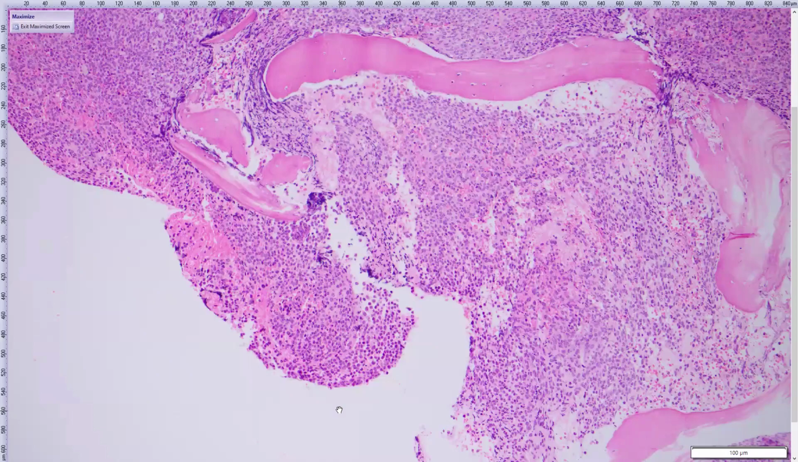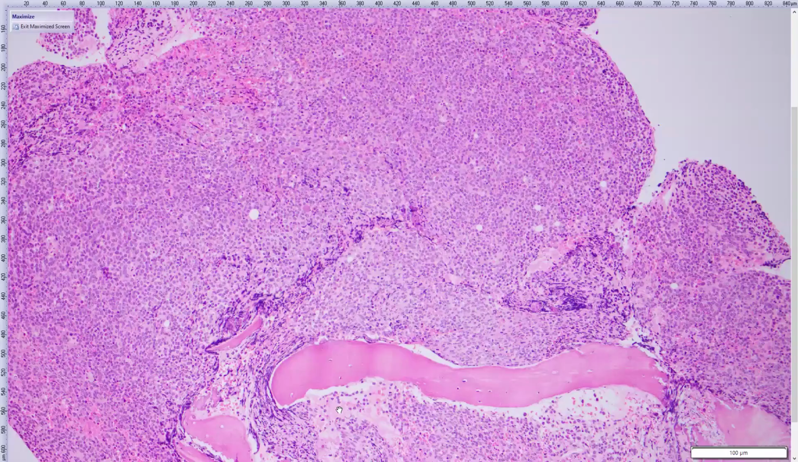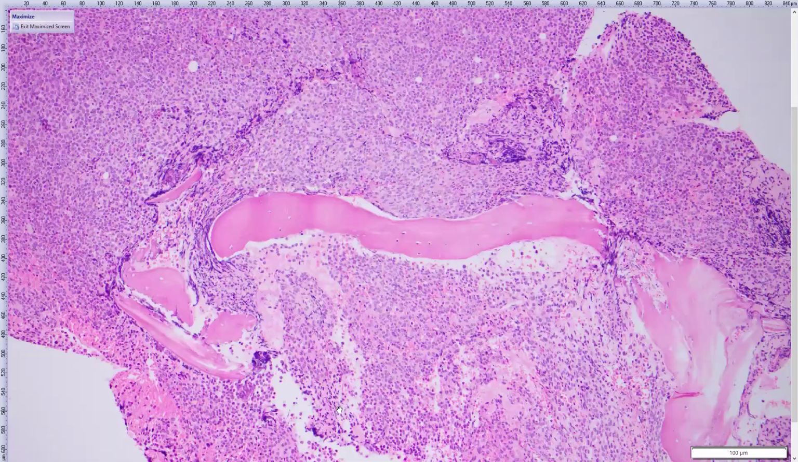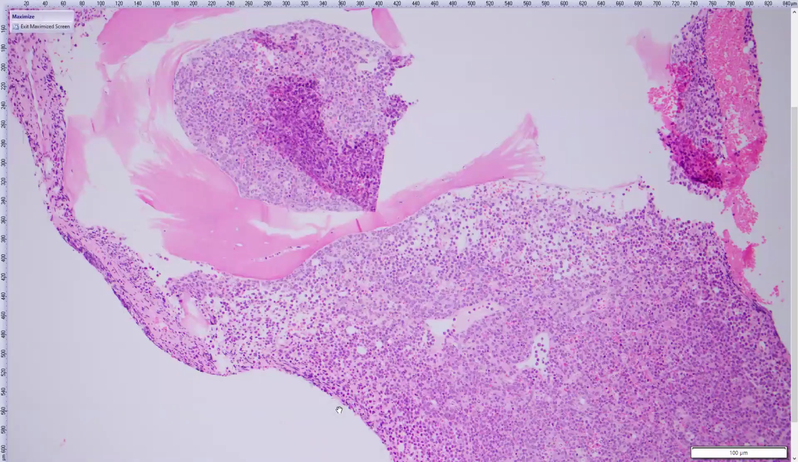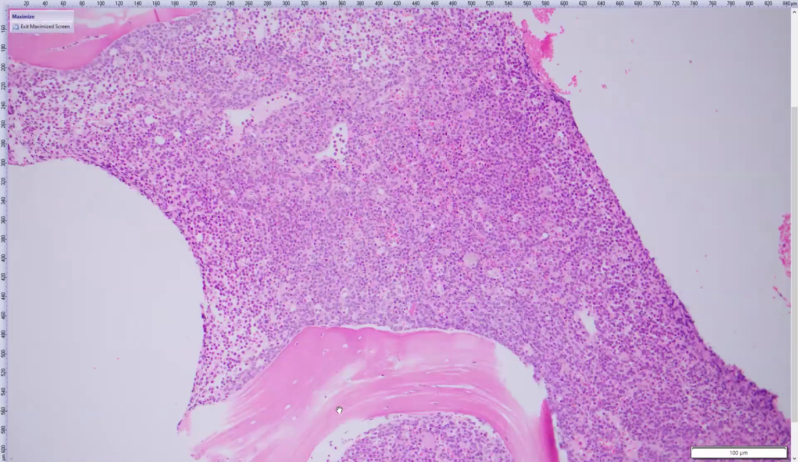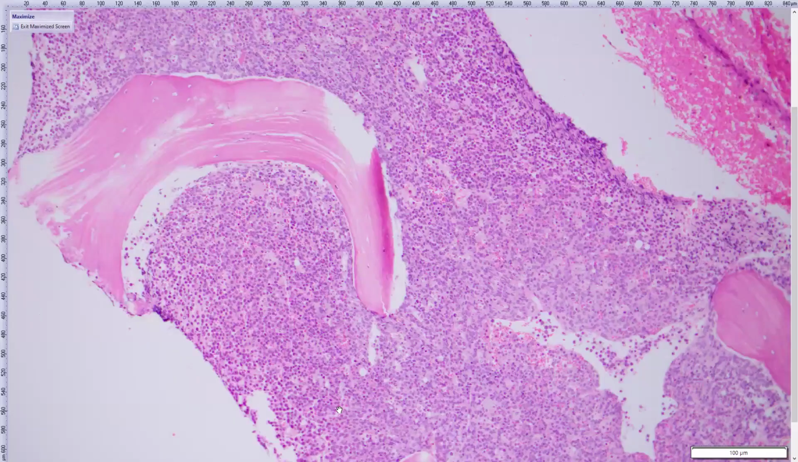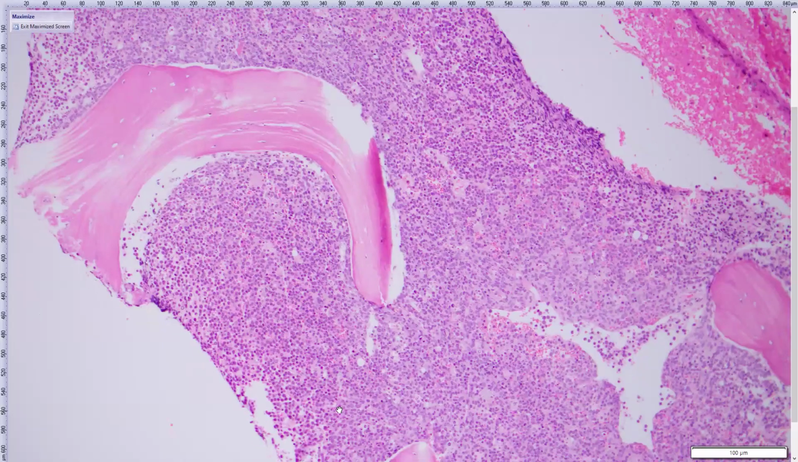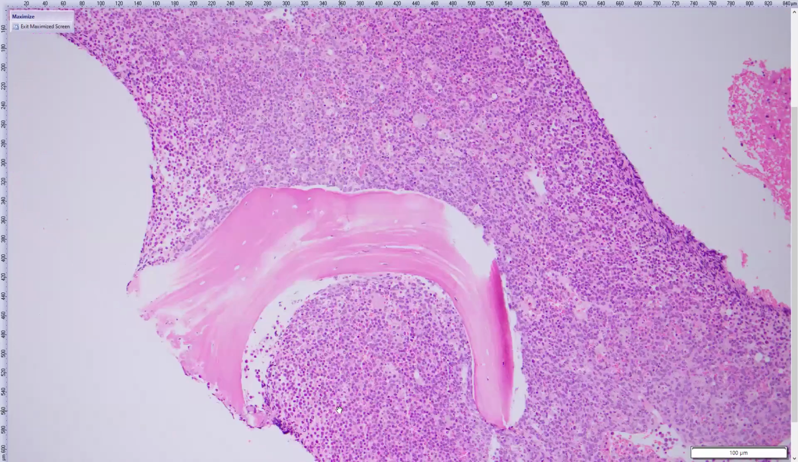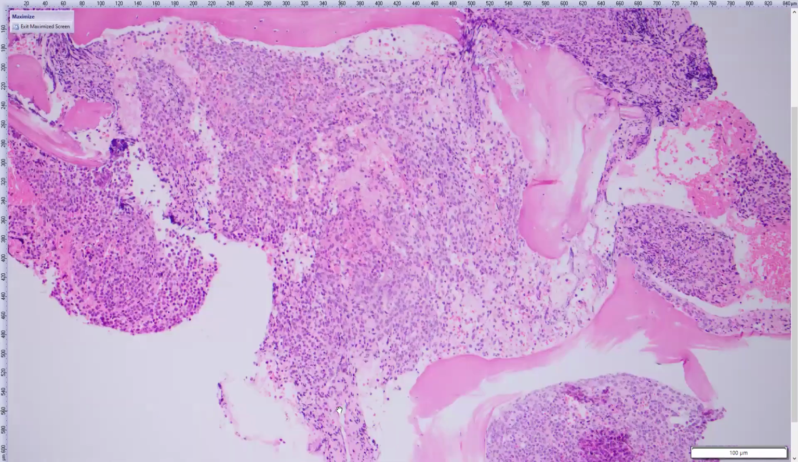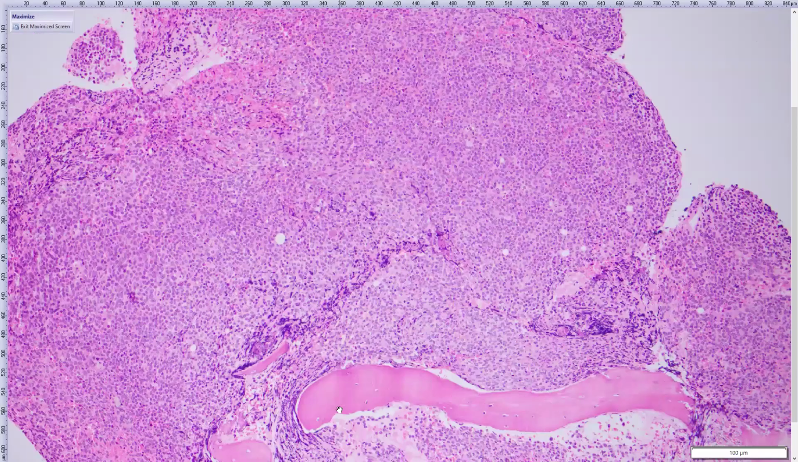Let me get in focus. And as you can see here, this bone marrow biopsy is markedly hypercellular. We said that the patient is 45. The cellularity that I would expect for such a patient would be between 50% and 60%. However, the cellularity here is over 90%, or you could say over 95%.